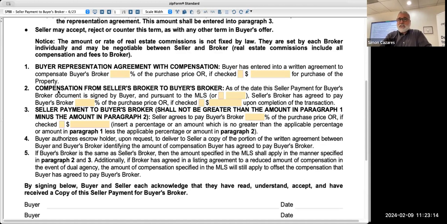Number 2, compensation from seller broker to buyer's broker. Okay, this is what it says, that it's between the seller, the broker, and the broker. It has nothing to do with the buyer. As of the date this seller payment for buyer's broker document is signed by buyer and pursuant to the MLS, seller broker has agreed to pay buyer broker. This is where you're going to put the amount that you saw on the MLS. So if it's 2.5%, 3%, you're going to put that as you're asking the seller to pay us a commission.